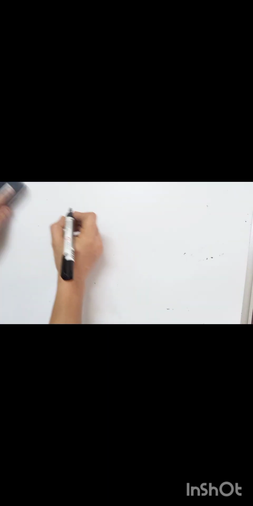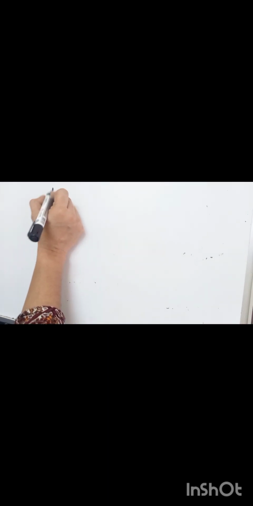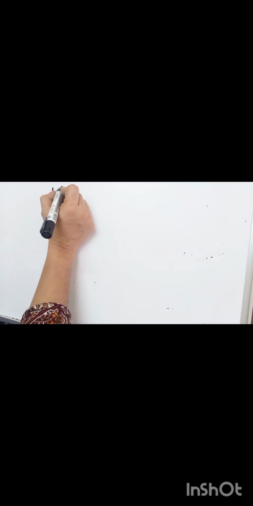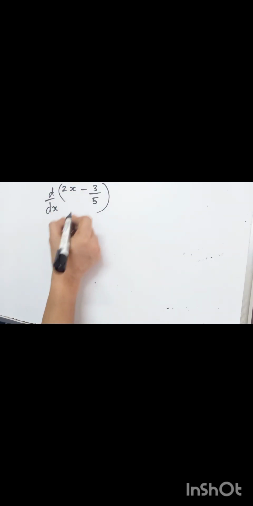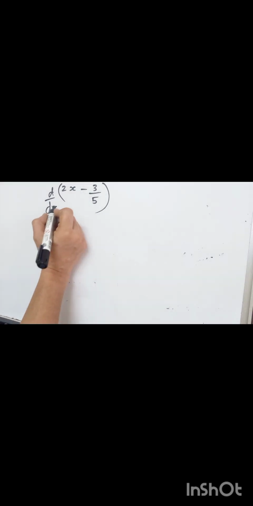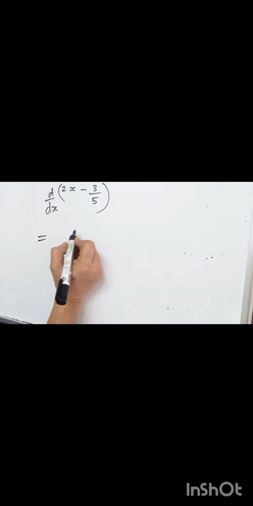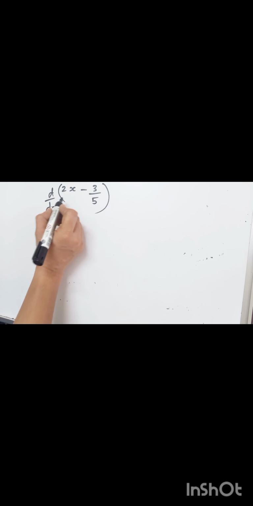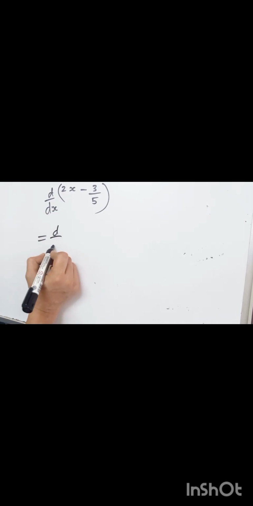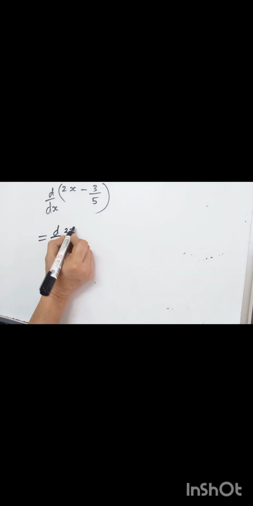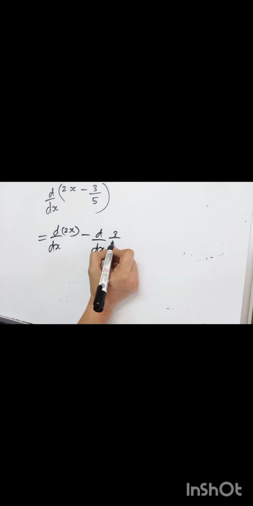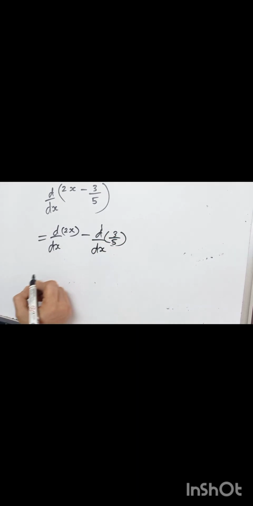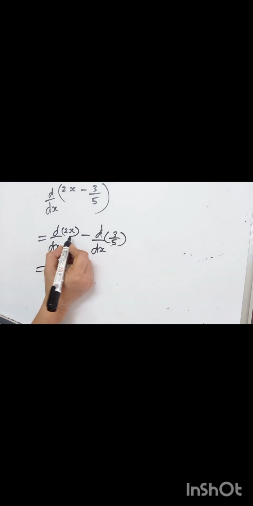Let the question be d by dx of 2x minus 3 by 5. Okay, 2x minus 3 by 5. Here also it is the difference of two expressions. So find the derivative of the first expression minus the derivative of the second expression. So the first expression, that is d by dx of 2x minus d by dx of 3 by 5. Okay. So here the first expression is d by dx of 2x.